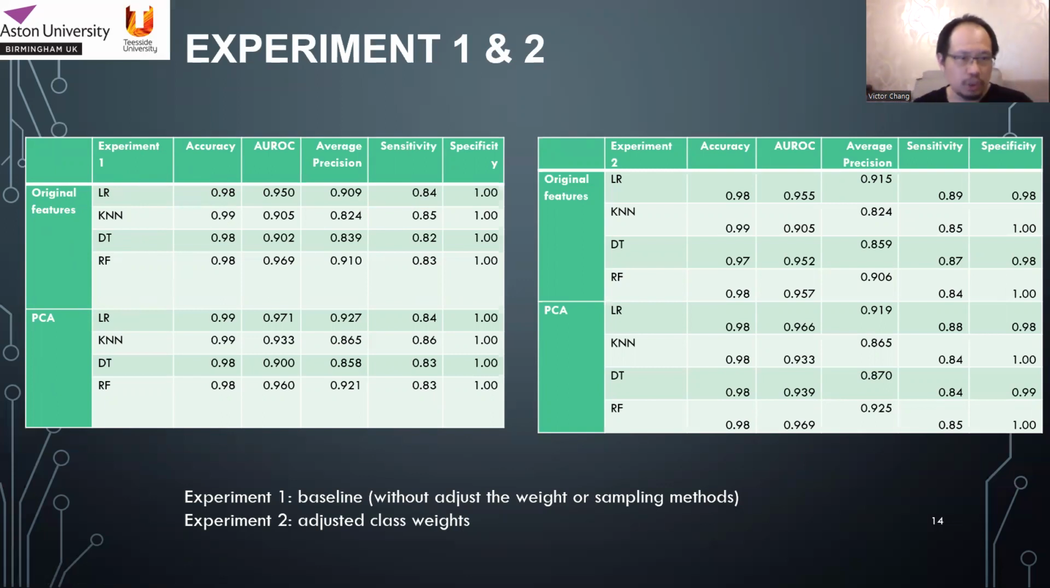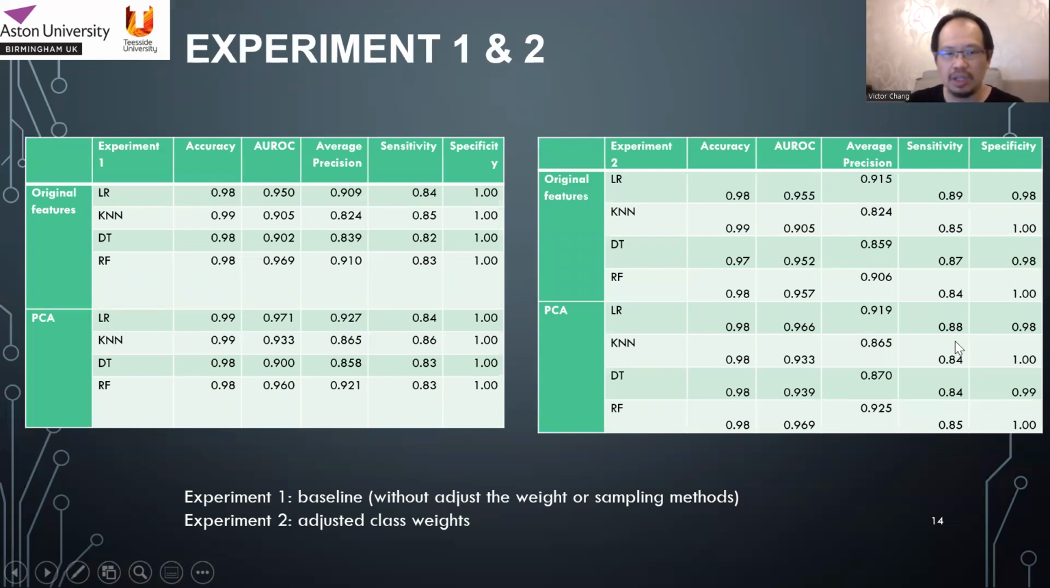Okay, the accuracy. They are very high. They are always 0.98 and above. AUROC is also high, ranging between 0.9 and 0.971. The average precision has more variation, between 0.824 and 0.921, and sensitivity is in an average of 0.83 to 0.86, and specificity is very close to 1.